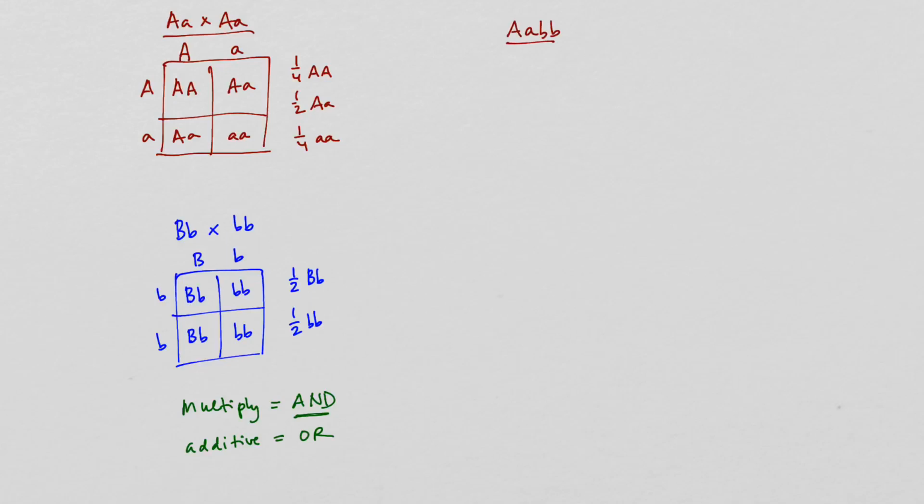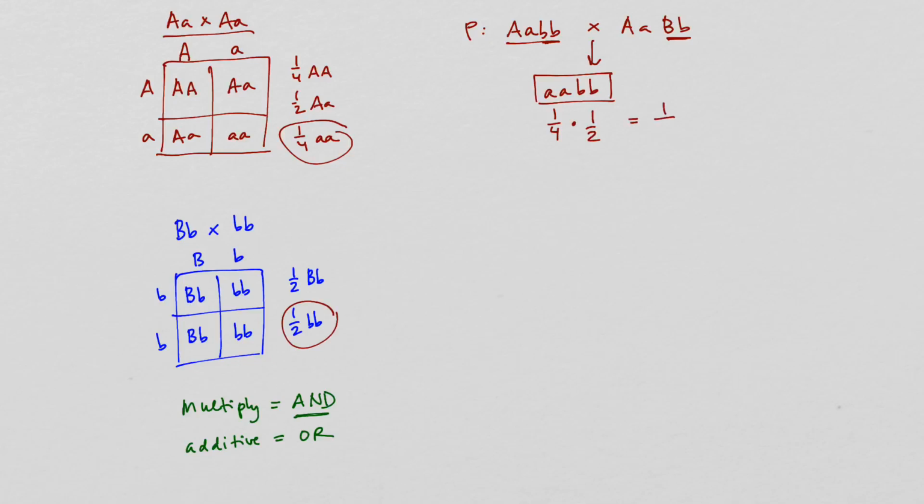So here's the genotype of the first parent and the genotype of the second parent. And we want to find out what's the probability of getting this genotype, the double homozygous recessive, in the next generation. Well, we know from our Punnett square on the left that the probability of getting little a is 1/4. And so we're going to multiply by the probability of getting little b, which is 1/2. So the probability of getting this genotype is 1/8.